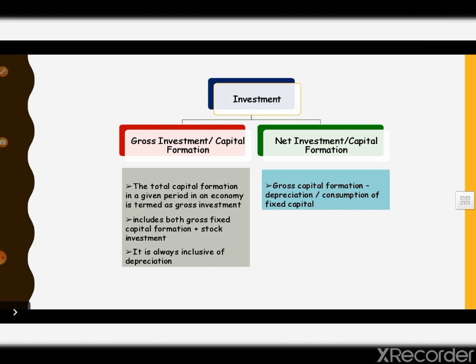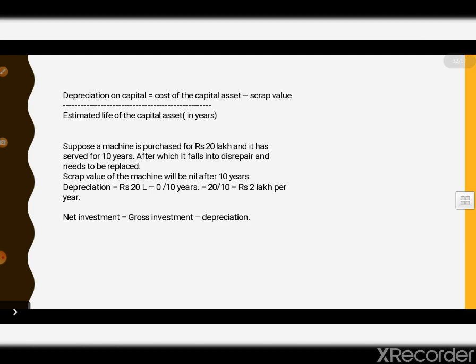Now we saw about investment, as I told you, gross investment and net investment. Now, for example, this sum, I will just skip it. You guys can practice this sum.